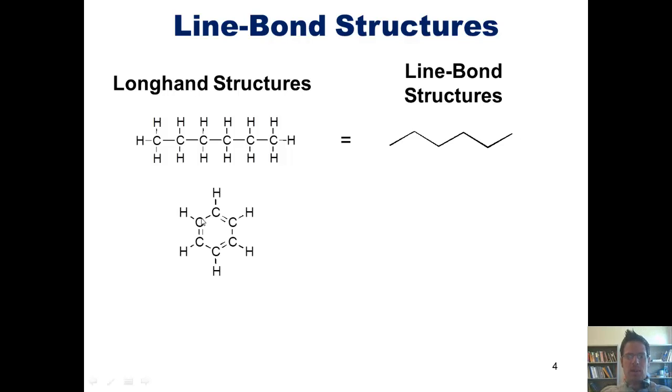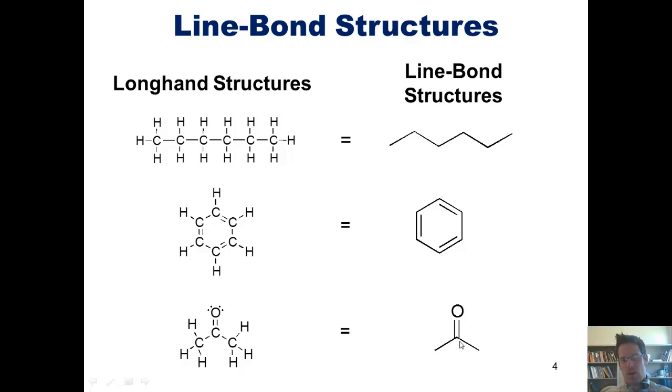Here's another example. 6 carbons in a ringed structure where every other bond is a double bond and all the ones in between are single bonds. Rather than draw this molecule this way, we can draw it this way. Note that each of these points represents a carbon atom, double or single bonded to its carbon atom neighbors. And then this example has carbon-carbon single bonds and this carbon-oxygen double bond. We can draw this in this manner right here: carbon-carbon singles, carbon-oxygen doubles, and no hydrogens. I hope that this is clear, the difference between longhand structures and line bond structures.